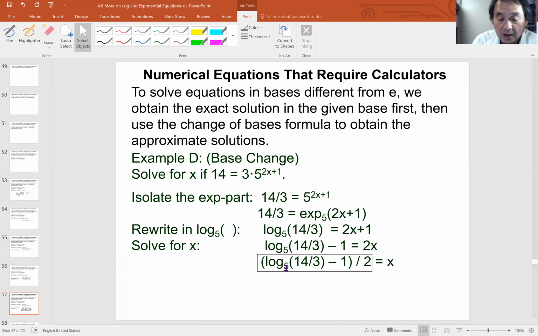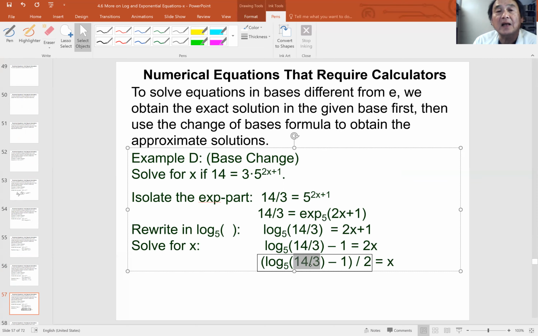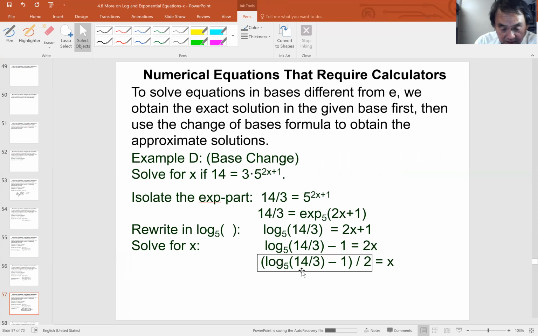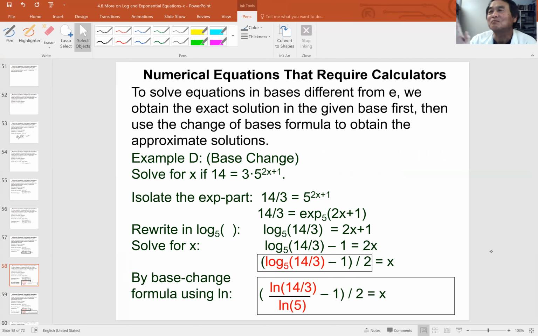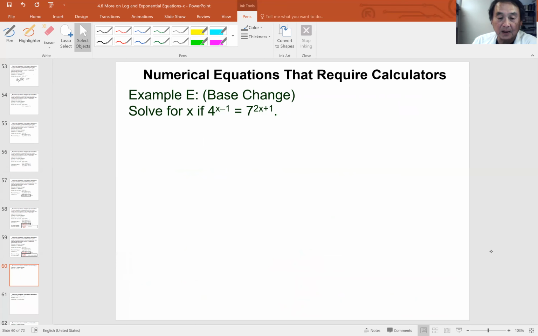But I have to use the change of base formula. Log base 5 of 14 over 3 is the natural log of 14 over 3 divided by the natural log of 5. That is what the change of base formula says. Then I substitute the natural log, and this I can use a calculator for. This is the numerical answer we are supposed to obtain. And here is another example.